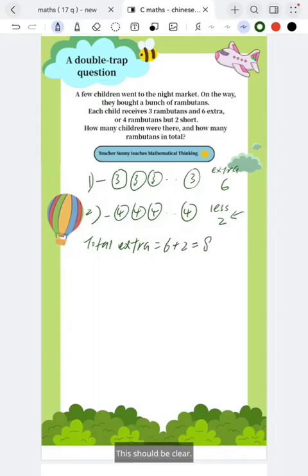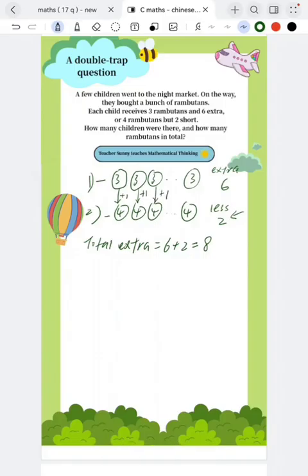This should be clear. There are a total of 8 extra red feather arrows. And here we can see that in the first distribution, each child received 3 red feather arrows. In the second distribution, each child received 4. In other words, from the first distribution to the second distribution, did each person receive 1 more? Then 1 more was added. Right, everyone got 1 more.